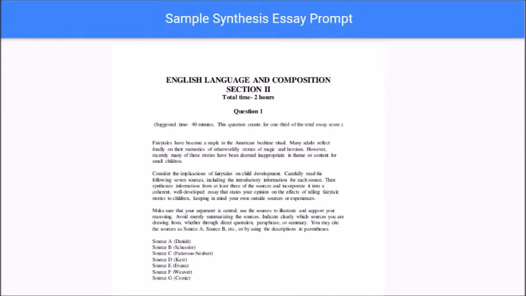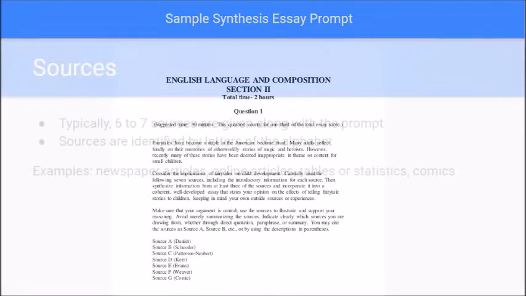Here is a sample prompt from one of the previous exams. With this prompt, it is asking for you to consider the implications of fairy tales in childhood development. The prompt is pretty open-ended, so whatever claim you make, it will be acceptable. Just be sure to stay consistent with your claim as you write the essay.